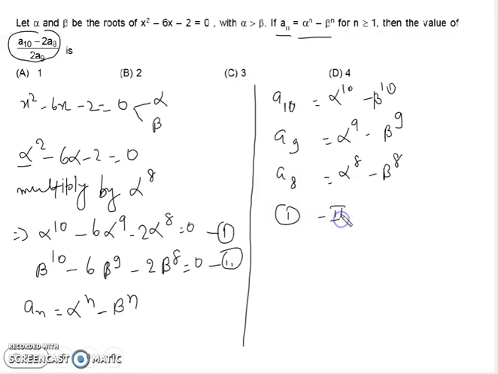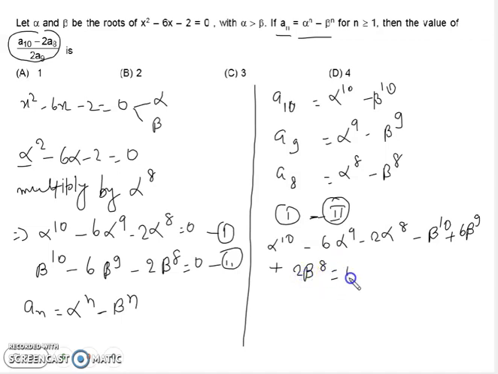So I am going to do equation 1 minus 2, and after doing this we can write α^10 − 6α^9 − 2α^8 − β^10 + 6β^9 + 2β^8 = 0, right? Are you getting my points, guys?